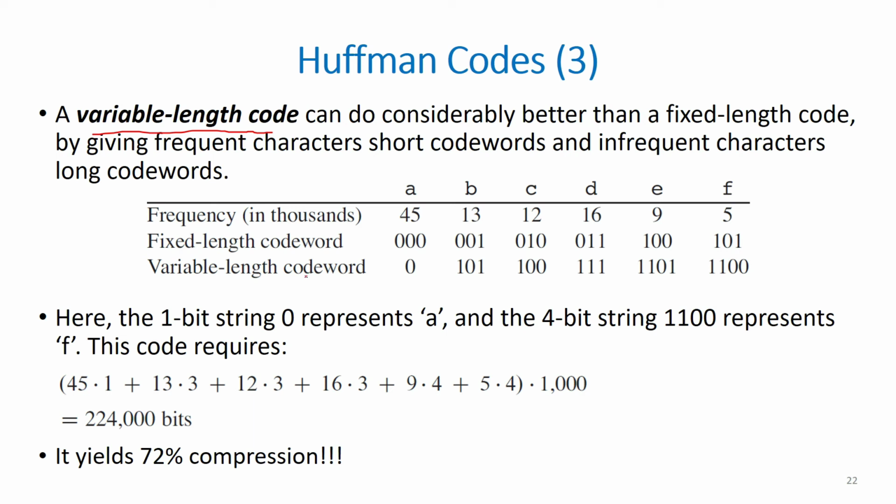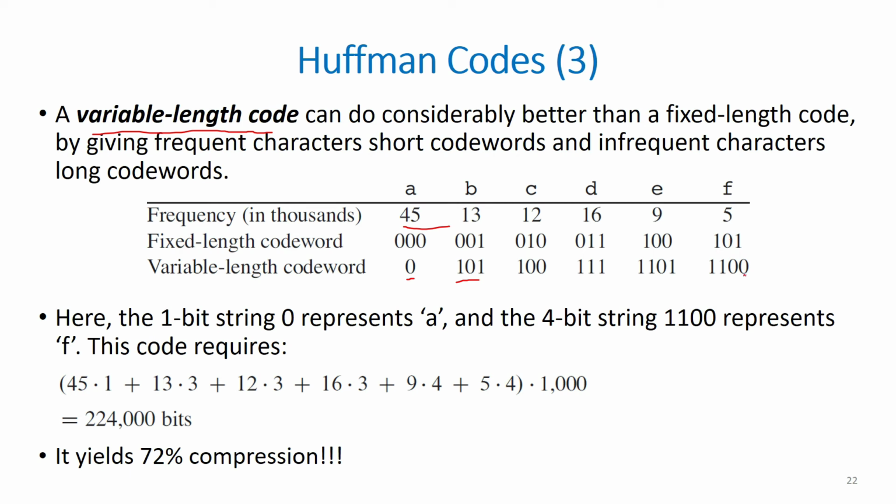In our example, we see that the character A appears 45,000 times, which is more than the other 5 characters. So we give it the shortest code word, in this case, 0. Then character B with a frequency of 13,000 is given the next shortest code word, which is 101. And we keep doing this until we reach character F, which appears only 5,000 times in the file.